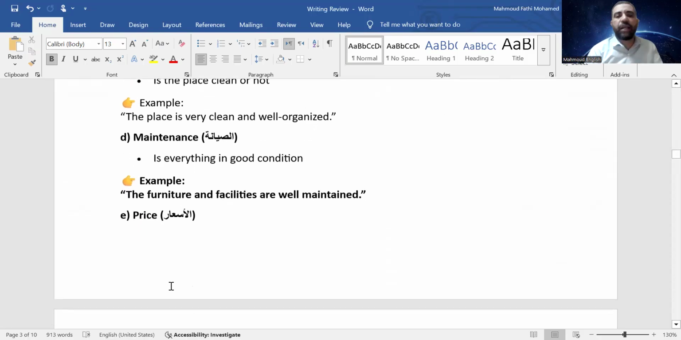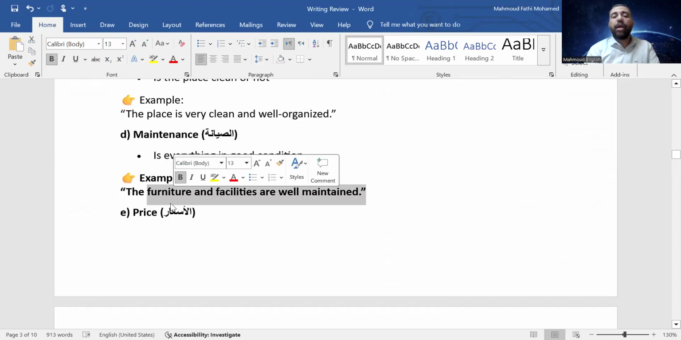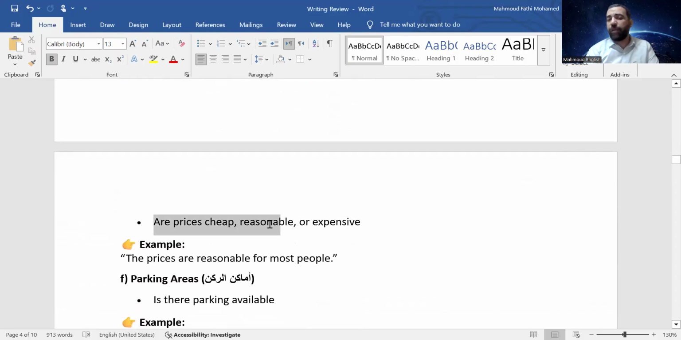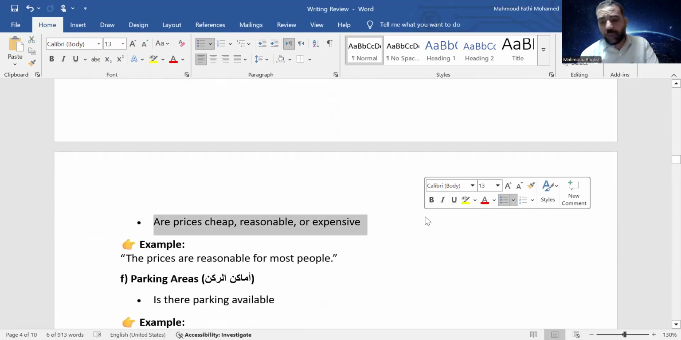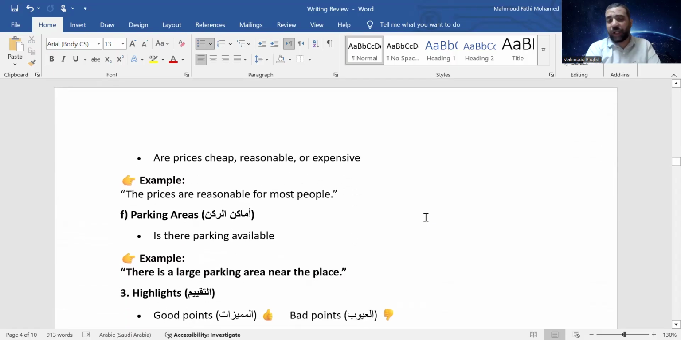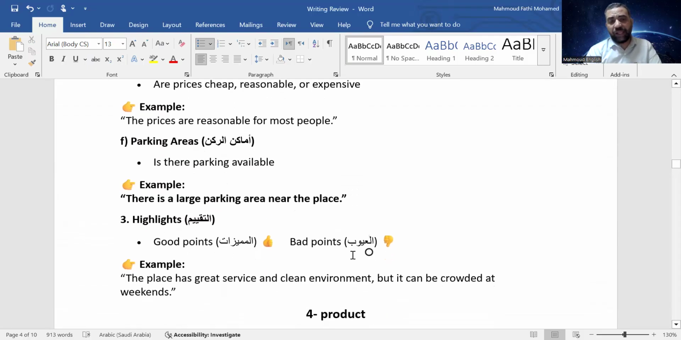Example, I say the furniture and the facilities are well maintained. Okay, and then tell me about the price of the service given. هتقول لي مثلا prices are cheap ولا reasonable or expensive, زي البوك بالظبط in this case. الباركينج areas, you can برضه judge the parking areas. You say مثلا is there parking available for the cars or not. يعني have to tell me so. Example, there is a large parking area near the place.